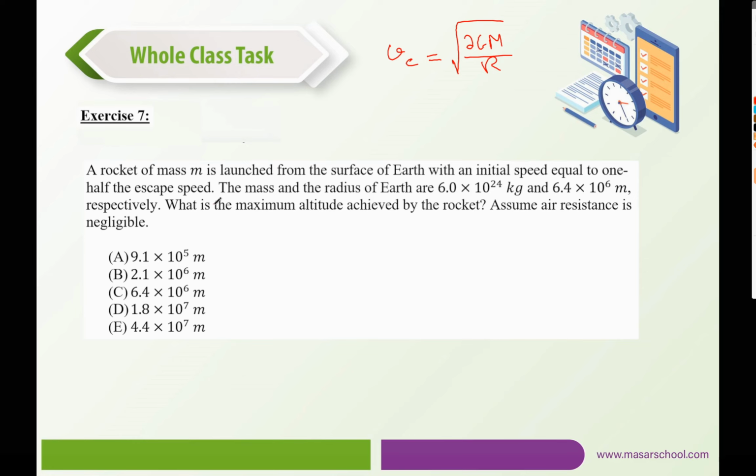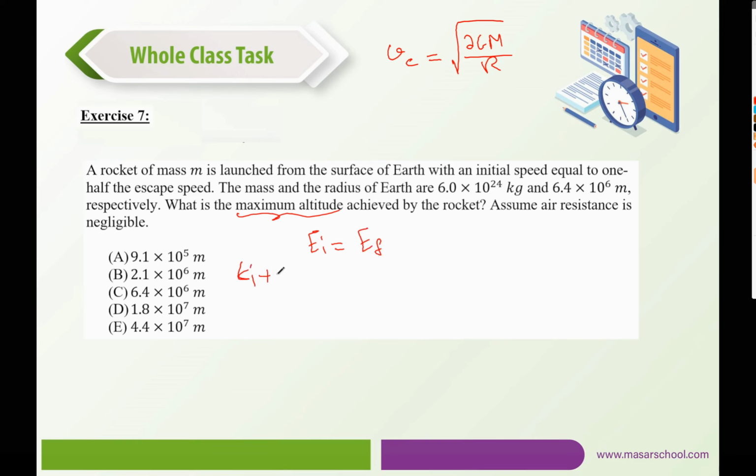There will still be gravitational potential energy in the final state between the rocket and the Earth. The mass and the radius of the Earth are given respectively. What's the maximum altitude? And this is very important. Maximum means that the final kinetic energy of the rocket is 0, and the altitude they're asking for is h, not the separation distance. They're asking for the distance from the surface of Earth achieved by the rocket, and this can be done using the conservation of energy. Then let me say energy initial is equal to energy final.